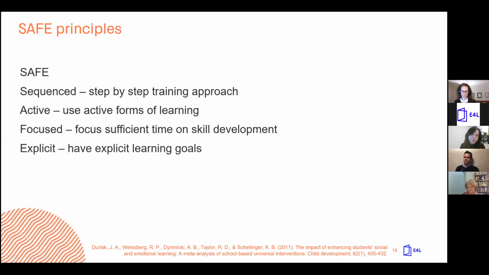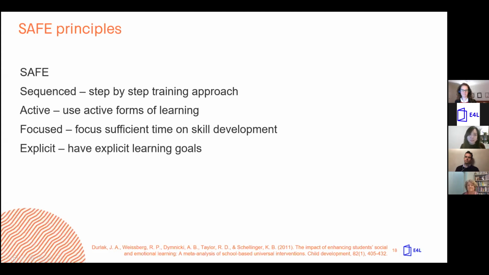So these are some of the principles found by Durlak, which are sequenced, active, focused, and explicit. So having step-by-step training, and not just for the students, having a SEL learning session as part of their curriculum. If they can have a weekly lesson as part of the curriculum that goes through step-by-step training on what some of the skills are, but also for the teachers as well, who must be professionally trained and prepared to deliver a good SEL program.